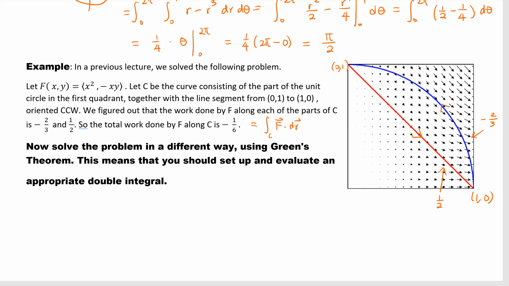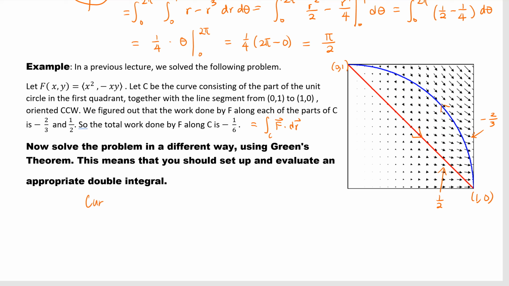We found the parameterization for each of the curves, and then we computed the line integral on the curve. So now let's solve the problem in a different way. Let's use Green's theorem. You can see this region is connected and simply connected, so we can apply Green's theorem. Which means we need to set up and evaluate an appropriate double integral.